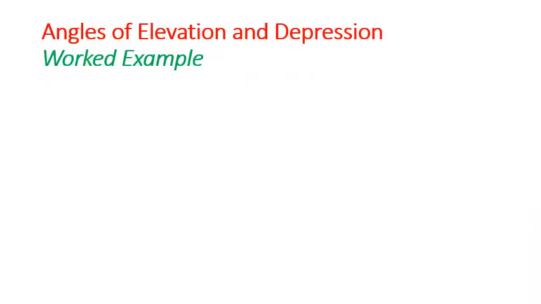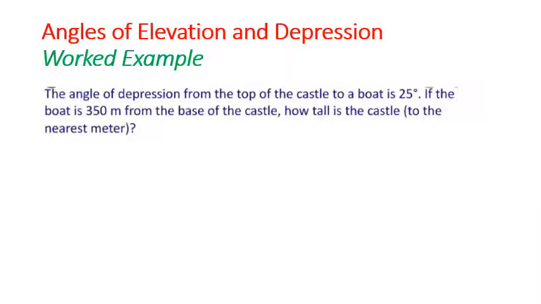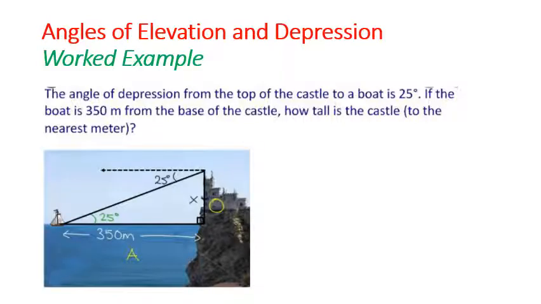Let's look at our second worked example. Given the description, the angle of depression from the top of a castle to a boat is 25 degrees. Let's bring up the picture, and it's got a few markings on it which we'll go through. And if the boat is 350 meters away from the base of the castle, how tall is the castle?